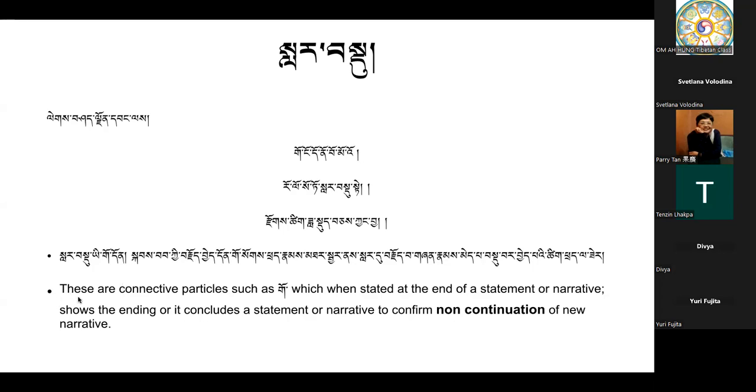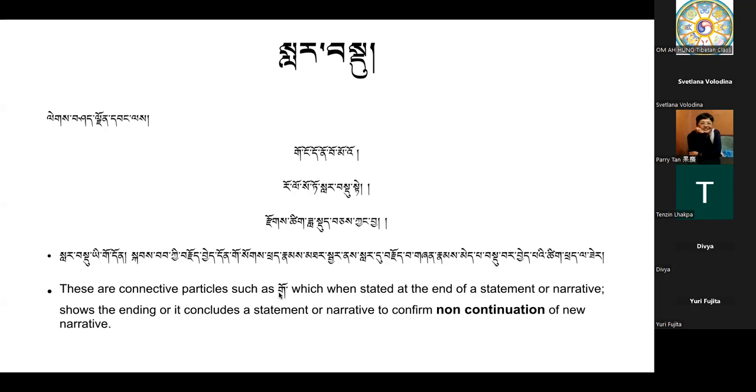Okay, so the English definition is, these are connective particles such as ko. It could be either of these 11 particles, which, when stated at the end of the statement, show the ending. The statement is a very vast concept. A statement or a narrative could be as small as a word or a name, or as large as a couple of pages or a book. So it comes at the end of a statement, and when it comes at the end of the statement or narrative, it concludes the current statement or current narrative.